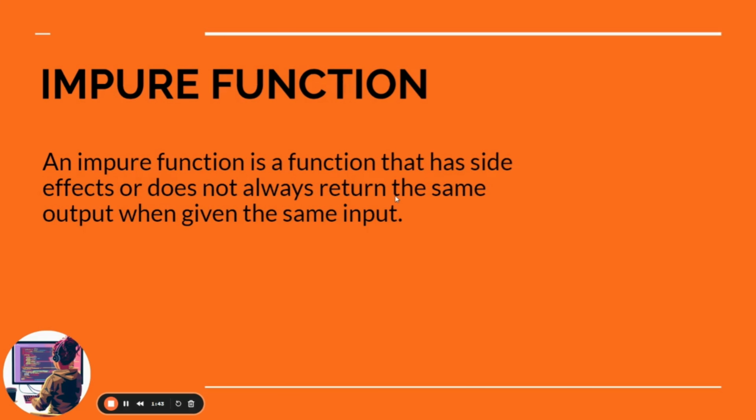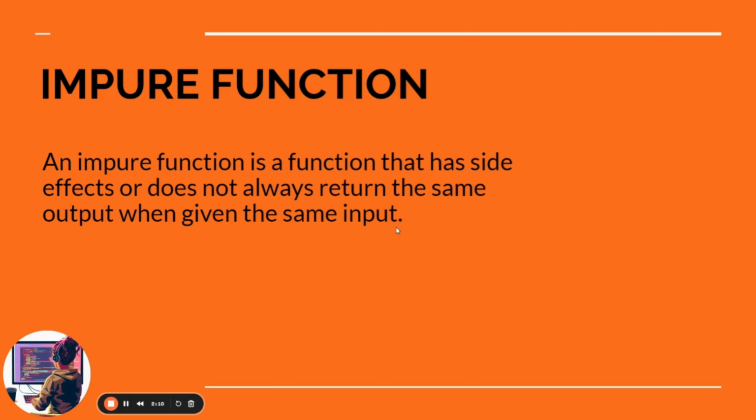Now let's see what an impure function is. An impure function is a function that has side effects. Again, just ignore the side effect thing; we'll cover this later. An impure function does not always return the same output when given the same input. No matter what, even though we give the same input, it does not return the same output every time. So this is the definition of an impure function.